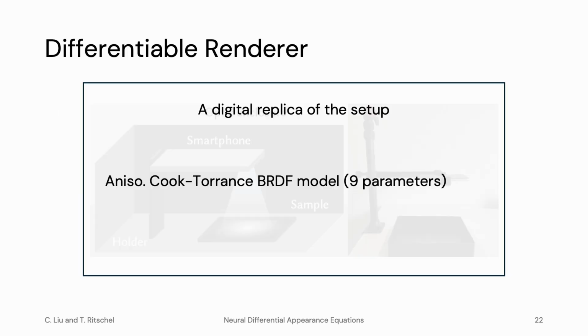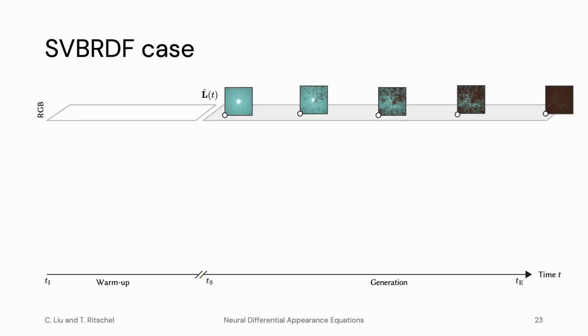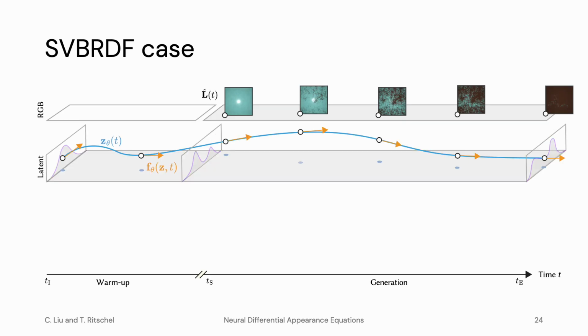And besides data capture, we couple our pipeline with a differentiable renderer, which is basically a digital replica of the physical setup. We use anisotropic Cook-Torrance BRDF model, which has 9 parameters. Therefore, our SVBRDF maps have 9 channels in total. So what changes in our pipeline? We still have data, and we still model neural ODE in latent space.